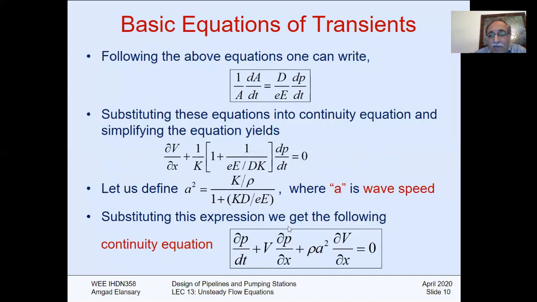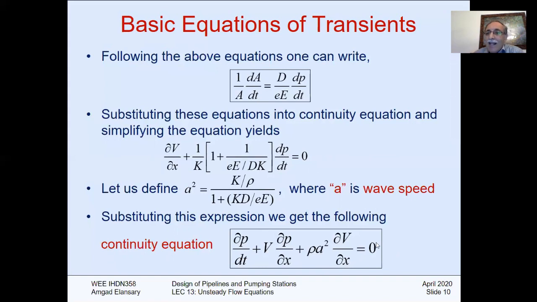So if I put a squared in that place and arrange, taking out the dp by dt expression, dp by dt will be partial p by partial t plus dx by dt, which is v, multiplying partial p by partial x, and then the third term, partial v by partial x, will be here, multiplied by a squared. So this is the formula of the continuity equation.